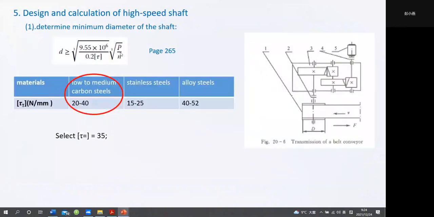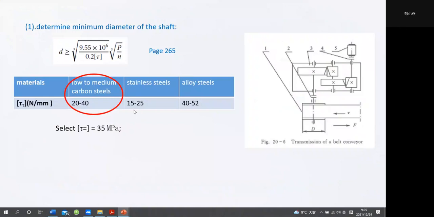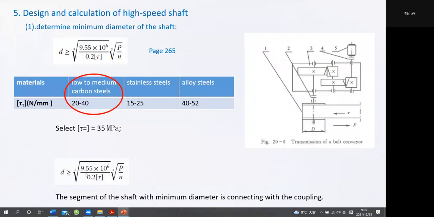And then we should load the power and speed. We have calculated the power and the rotating speed for shaft one. Then we choose the allowable stress, so we calculate the minimal diameter of the shaft. The minimal diameter of the shaft, calculated here, is this one. Okay.